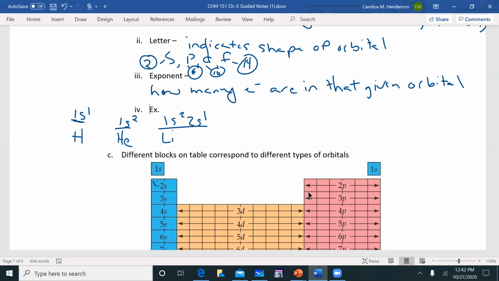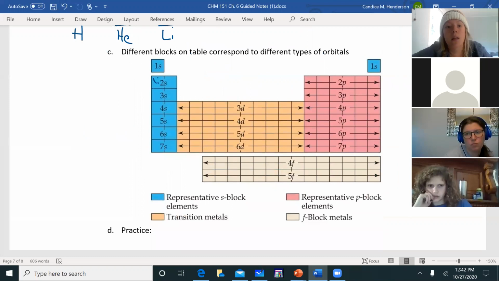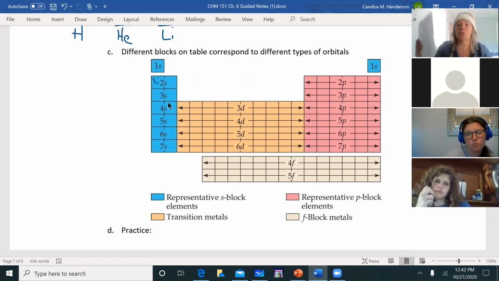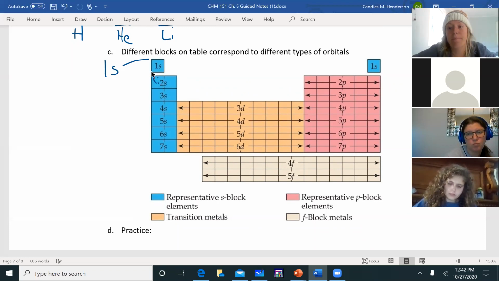Now, I want to fill in this periodic chart, and you can write it on your own periodic chart as well. There's different blocks so that you don't have to memorize the filling order. You can just read it off the periodic chart. So this over here is known as the s block. There's two columns, column 1 and column 2. So if you want, on your periodic chart, put over column 1 and column 2 the s block. And right here, we begin with the 1s. Okay.